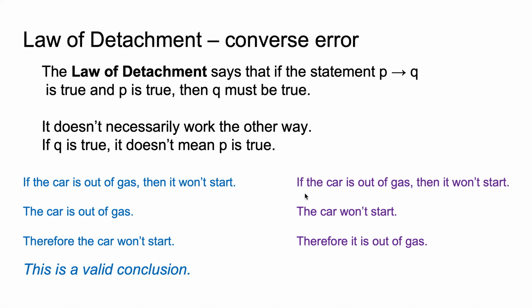But this one has the same initial premise, the same conditional statement, if P, then Q, but this time we go from Q. The car won't start, therefore it's out of gas, P. No, that's not valid, because there are other reasons why the car wouldn't start. So it has to go in this order. If P then Q and P need to be true, then you can make your conclusion about Q.